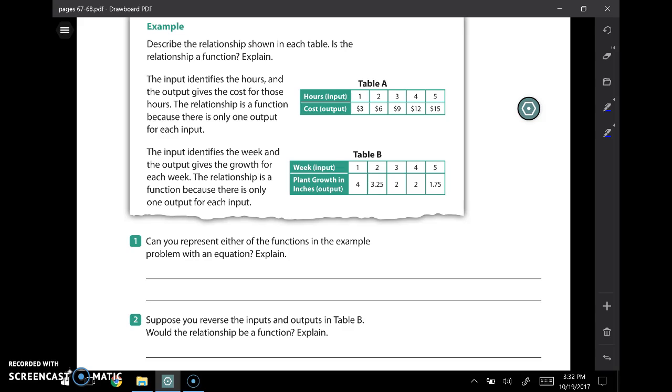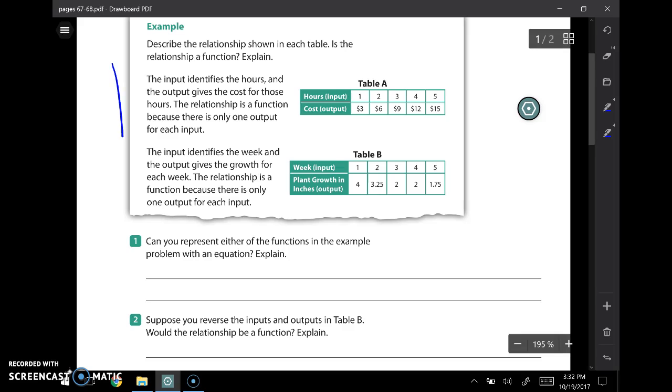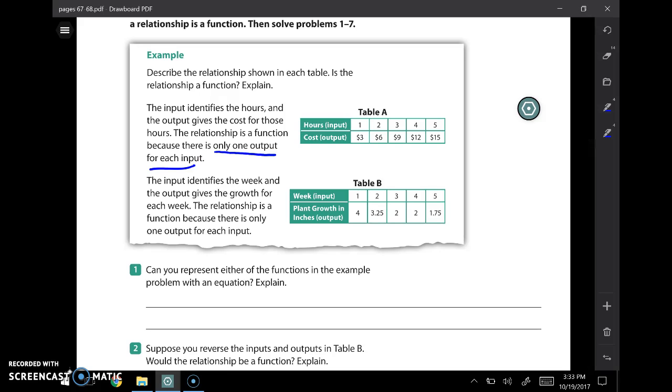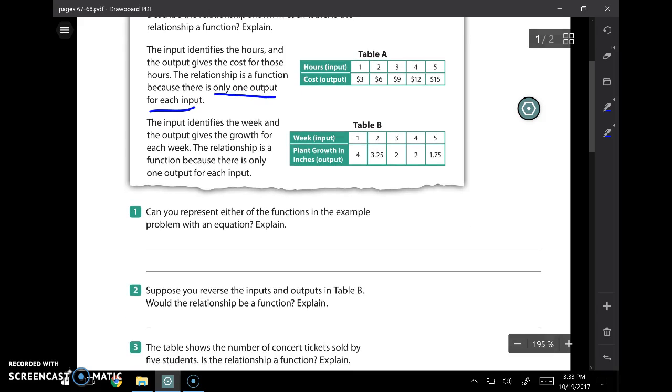So the first example: describe the relationship shown in each table. Is the relationship a function? Explain. The one that they give you here is that the input identifies the hour and the output gives you the cost. The relationship is a function because there is only one output for every input, and that is your definition of a function. So we can tell that that is a function.